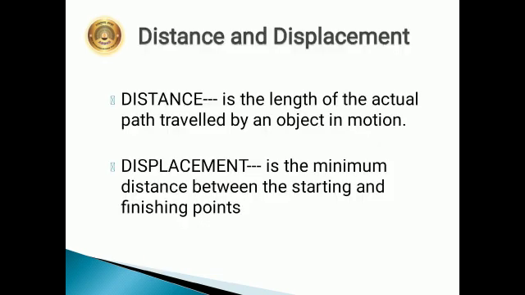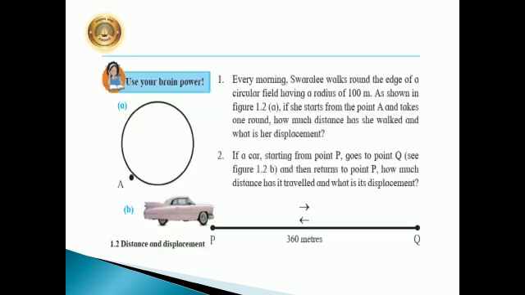So here we learn a new concept, displacement. Distance is the actual length of the actual path travelled by an object in motion, and displacement is the minimum distance between the starting and the finishing point. It is the shortest distance covered. So displacement is going to be the minimum distance from the starting point to the finishing point.